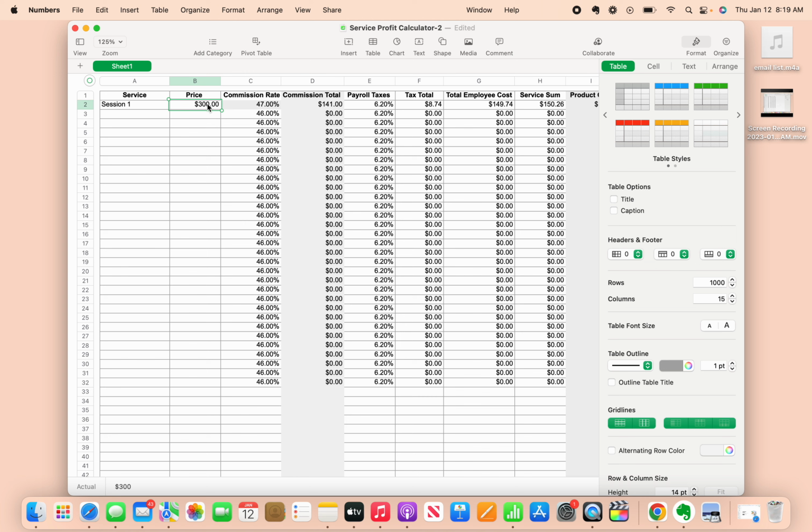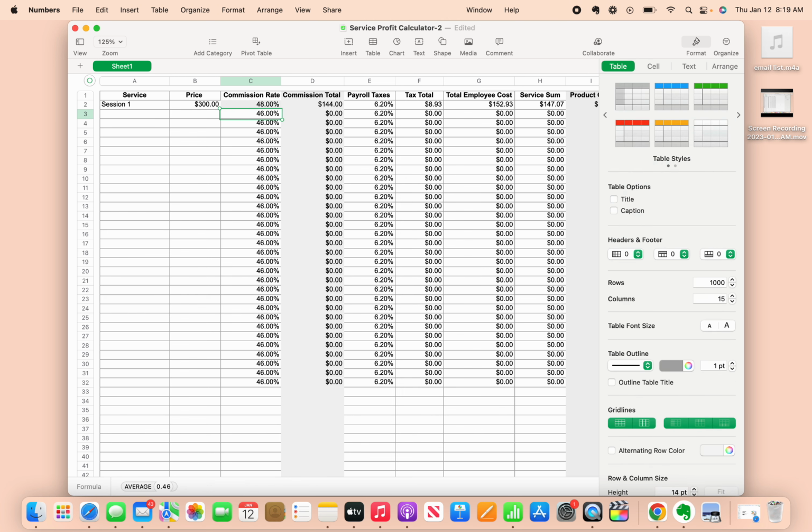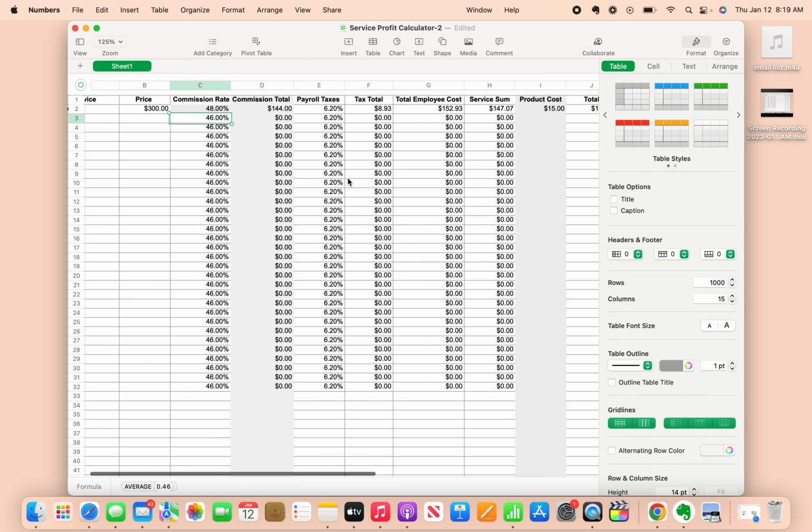We're going to plug in the dollar amount, which is $300. Then we're going to click here and plug in whatever commission rate you choose to give. That could be 48%. It could be 50%. We just want to make sure to plug in the right commission rate. So we're going to change that number to points and then whatever the commission rate is. So this is 48% commission.